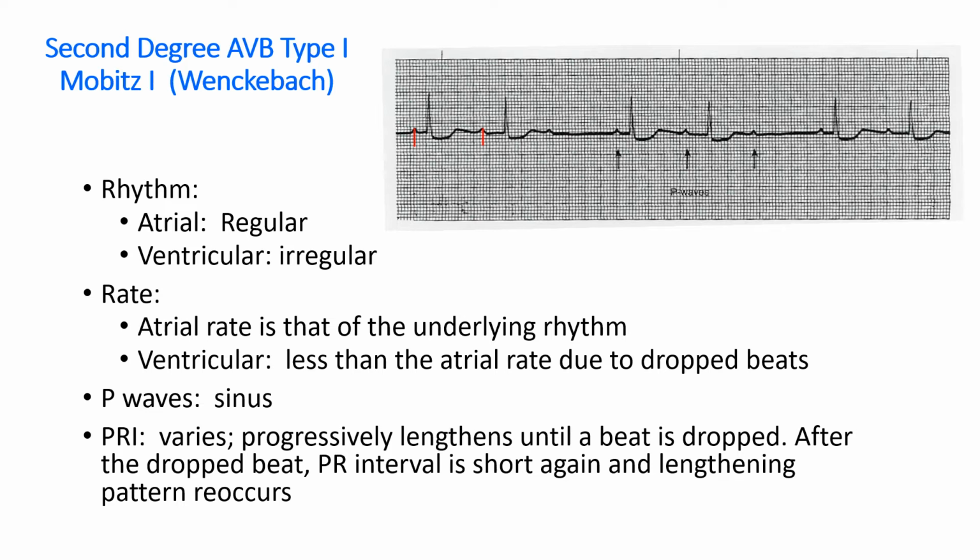So your PR interval varies, progressively lengthening until the beat is dropped, and after the beat is dropped, the PR interval will shorten again, and then the lengthening pattern will reoccur. Your QRS is normal because it is coming from the atrium.